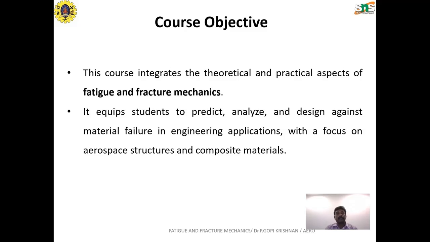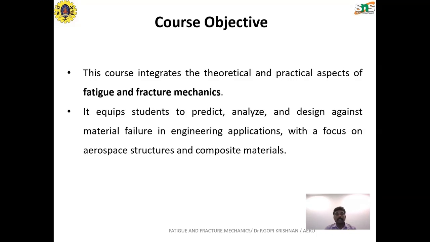The course objective for the course fatigue and fracture mechanics is that this is going to be the course where we will be learning the theoretical and the practical aspects of the concept of fatigue and fracture mechanics. And after the study of this content, the students will be able to get the information on how the material gets failed in a given application.